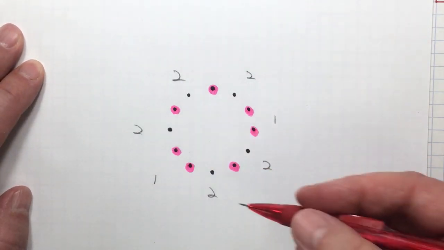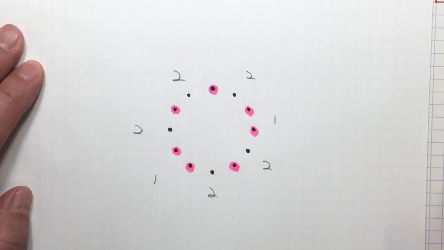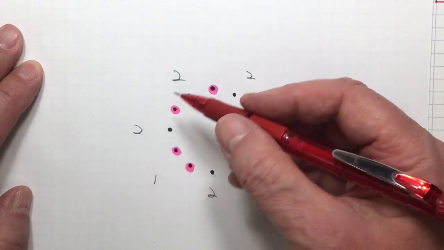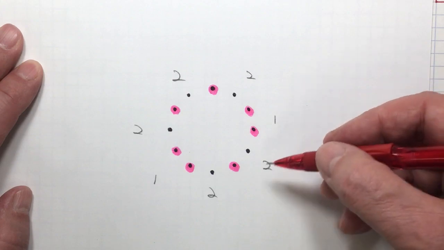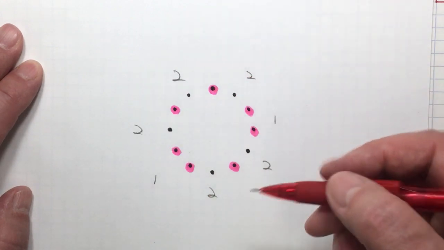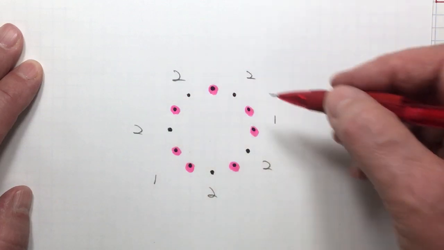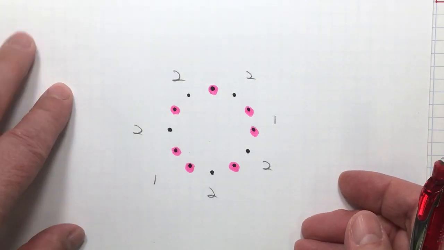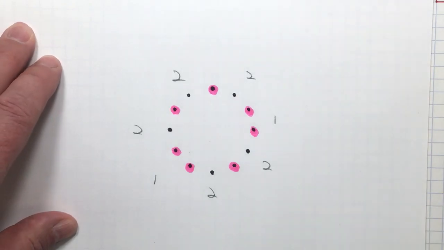Beginning on any one of these points and reading clockwise gives a different set of numbers. If I begin here, 2, 1, 2, 2, 1, 2, 2. Or beginning here, 1, 2, 2, 1, 2, 2, 2. Beginning here, 2, 2, 1, 2, 2, 2, 1. Beginning on any one of the points and reading clockwise gives a different mode or scale.